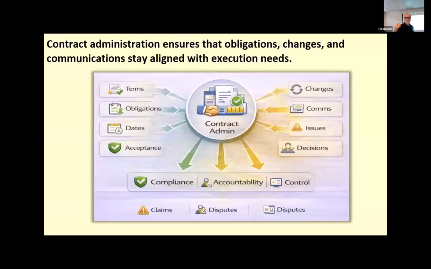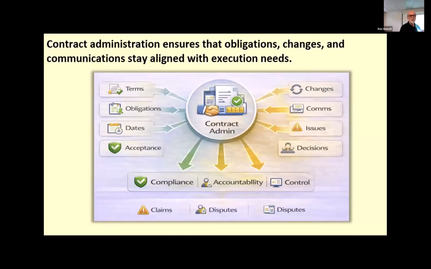Contract administration keeps the agreement aligned with the project execution. So contract administration assures that obligations, changes, and communications stay aligned with the execution needs. Once a contract is awarded and executed, the project doesn't simply move on and hope the agreement manages itself. Contract administration is the ongoing work of making sure that the agreement remains active, understood, and aligned with actual project execution. It connects the formal contract to the day-to-day reality of deliverables, performance, and expectations.